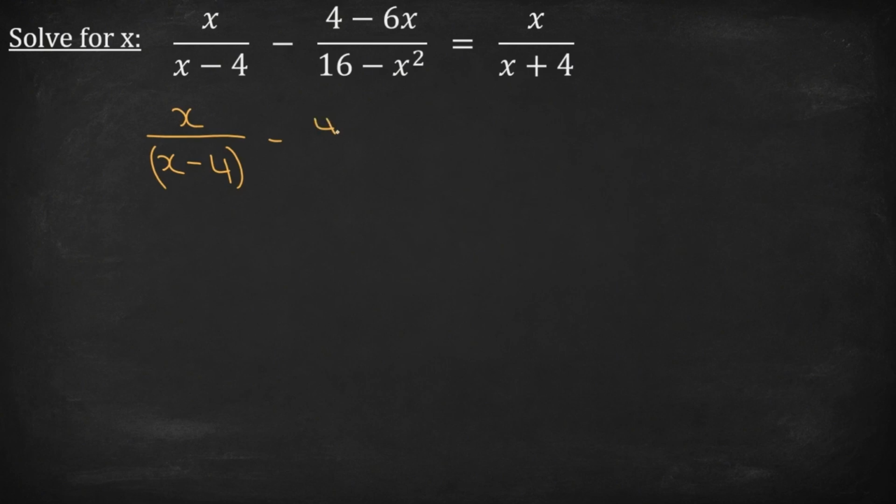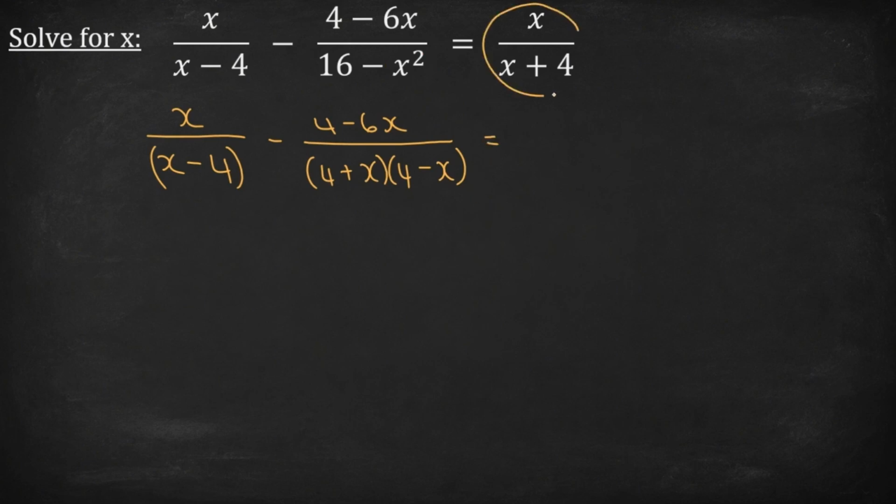Next, we have 4 minus 6x over, and let's look at this denominator. This denominator can be factorized using the difference of squares method. So I'm going to draw two brackets, and the one bracket gets a plus, and the other bracket gets a minus. Now let's find the square root of 16, and that is 4. So I'm going to add 4 to the first part of each bracket. Now let's find the square root of x squared, and that is x. So let's add x to the second part of each bracket.